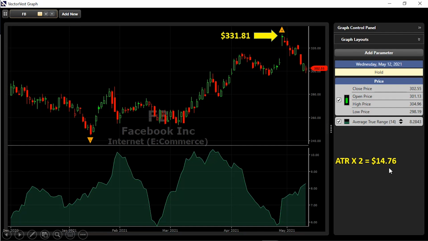If the stock continues to rise, which it didn't, but as the stock continues to rise, that trail also adjusts, and it continues to adjust as the stock goes higher. In this case, that was the highest high that the stock price reached since we purchased the trade. So $14.76 subtracted from the high of $331.81 gives us a stop loss of $317.05. Really nice way to capture profits as volatility begins to pick up.